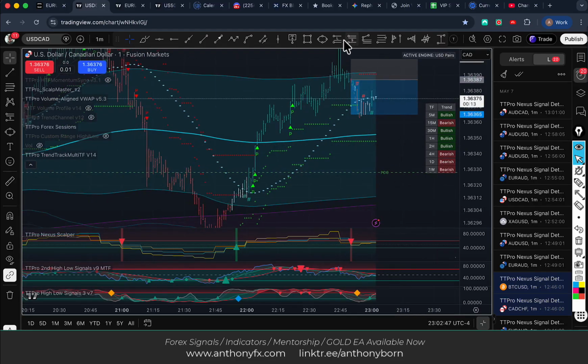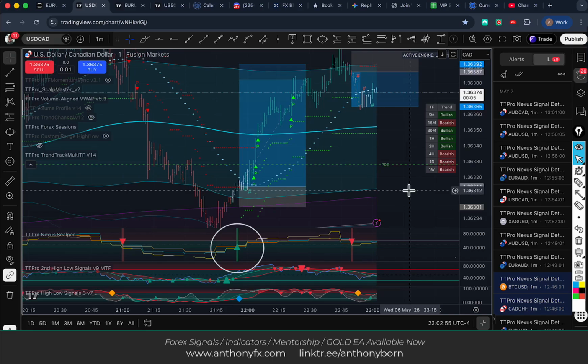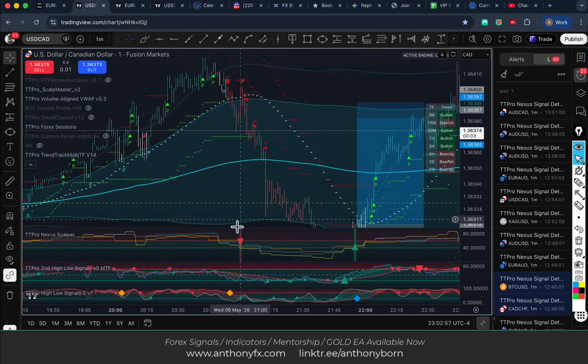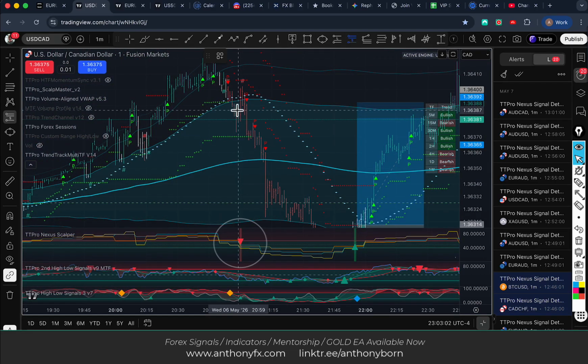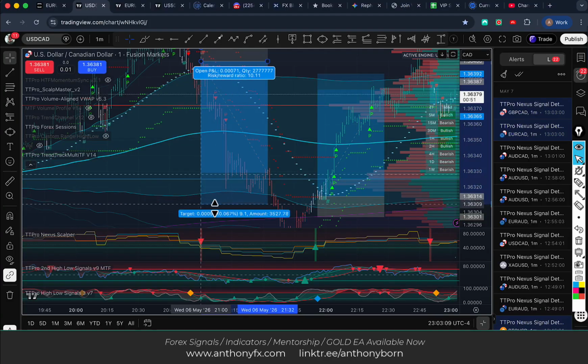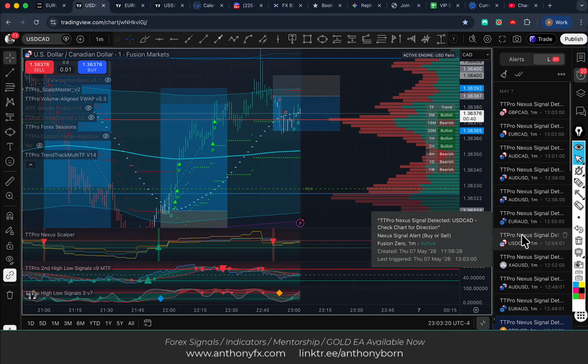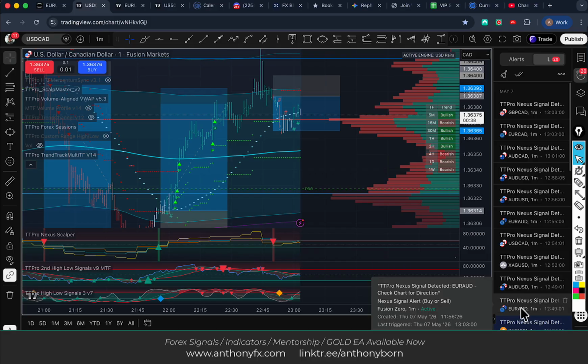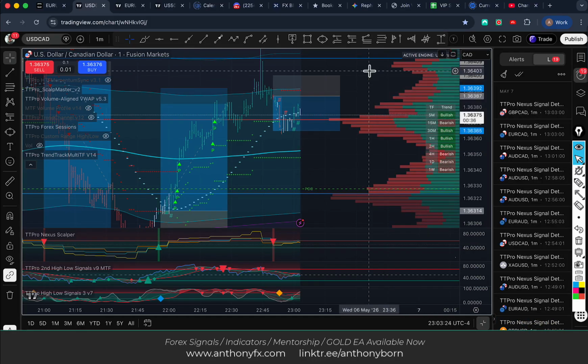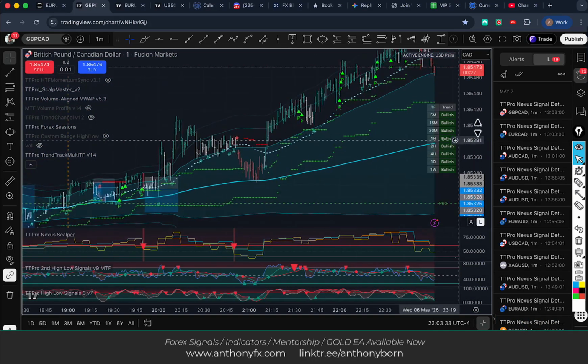Look at this green one here. Look, green signal down here. These are really nice. 6R. Look at this one here. Red signal. All right, I mean, I can't fault it. 11R. Okay, that's the dollar CAD. We'll just keep going down, have a look. They're all the same. Pound CAD, what's that? Yeah, we had a little one in here.